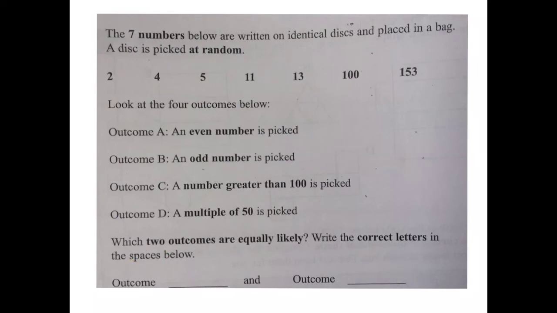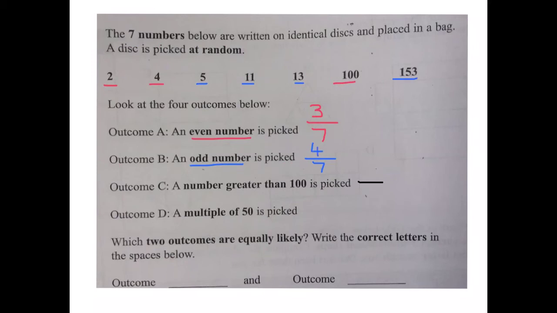Well, let's go through each of the outcomes. So there are 7 numbers. This first outcome A is concerned with even numbers. So let's see how many even numbers we have. 2, 4, 100. So we have 3 even numbers. Outcome B. Again, there are 7 numbers. This time we're concerned with an odd number being picked. So let's see how many odd numbers we have. 5, 11, 13, and 153. So we have 4 odd numbers.